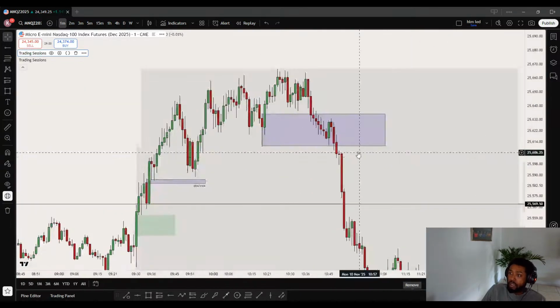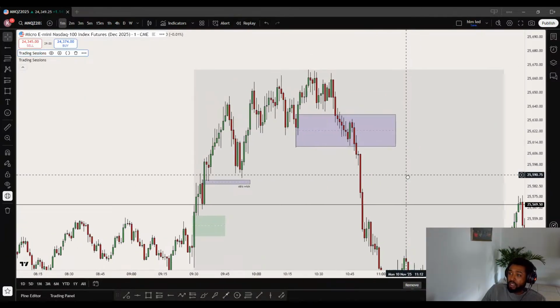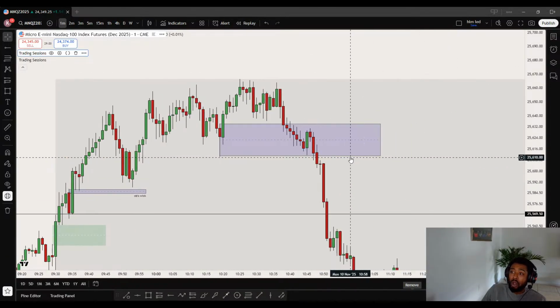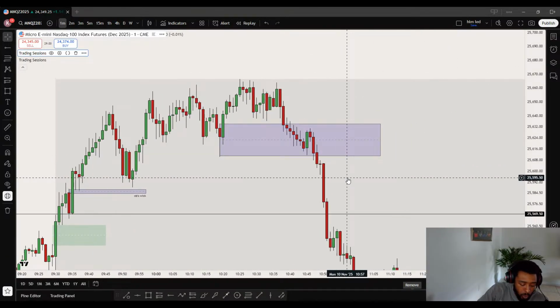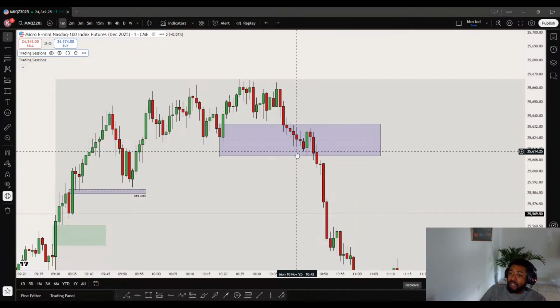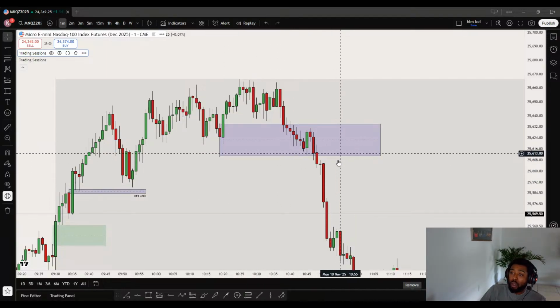And as you see, it just displaces low. But see what happens, right? We don't really get a retest. This is why I didn't take this play right here, because I didn't get a retest back to it.